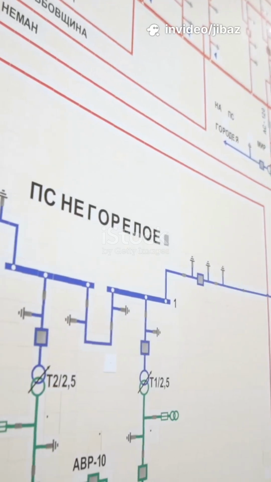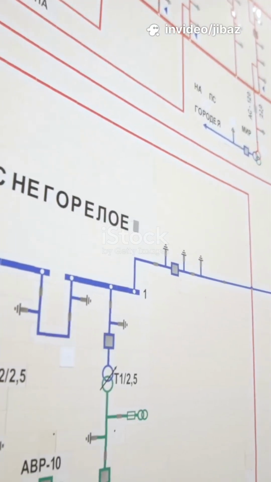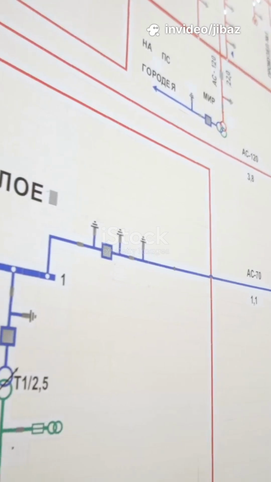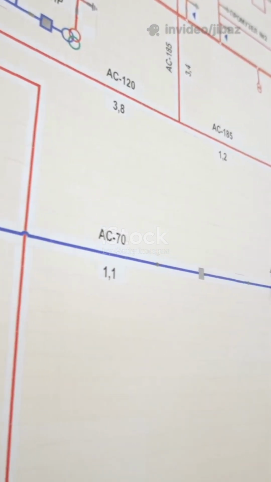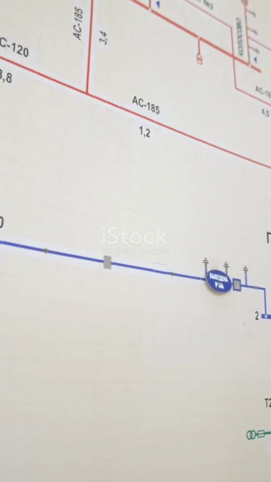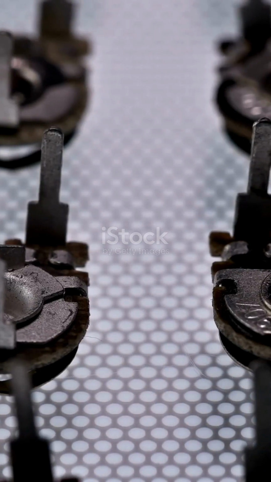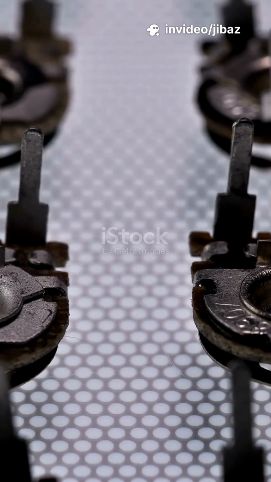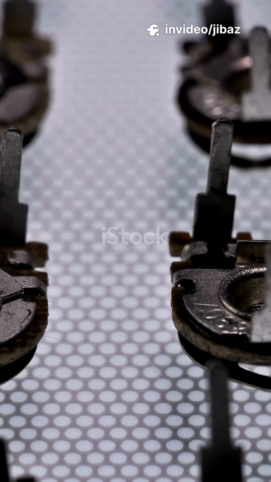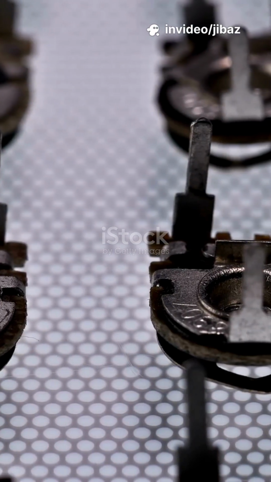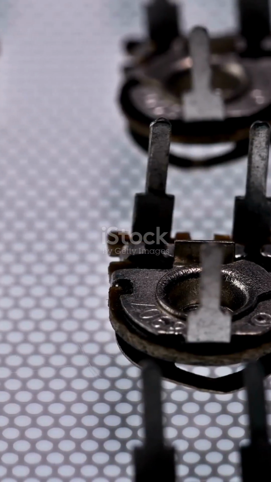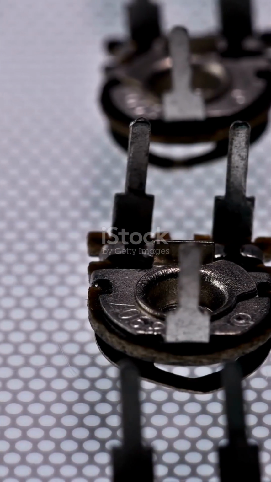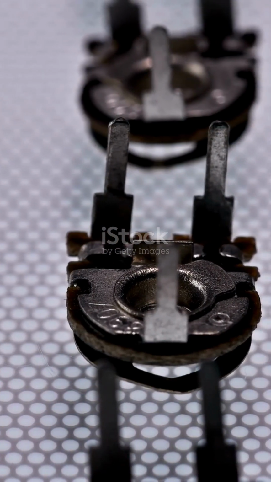To handle more current, we use a series pass transistor controlled by a reference voltage, often from a Zener. This forms a linear regulator, capable of supplying larger loads with minimal ripple. Then we have integrated circuit regulators like the 78XX series for positive voltages and 79XX for negative. For example, 7812 outputs 12 volts, 7805 gives 5 volts. They provide excellent regulation and built-in protection.